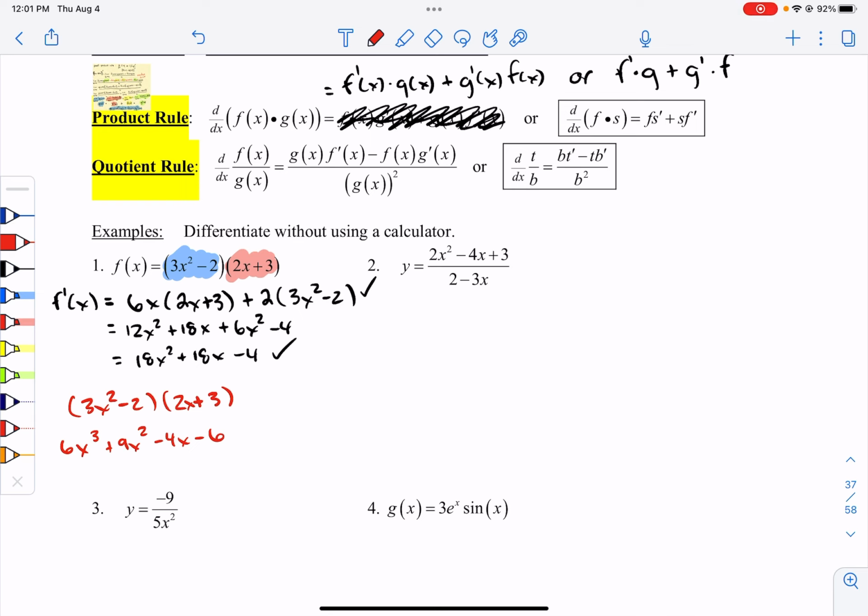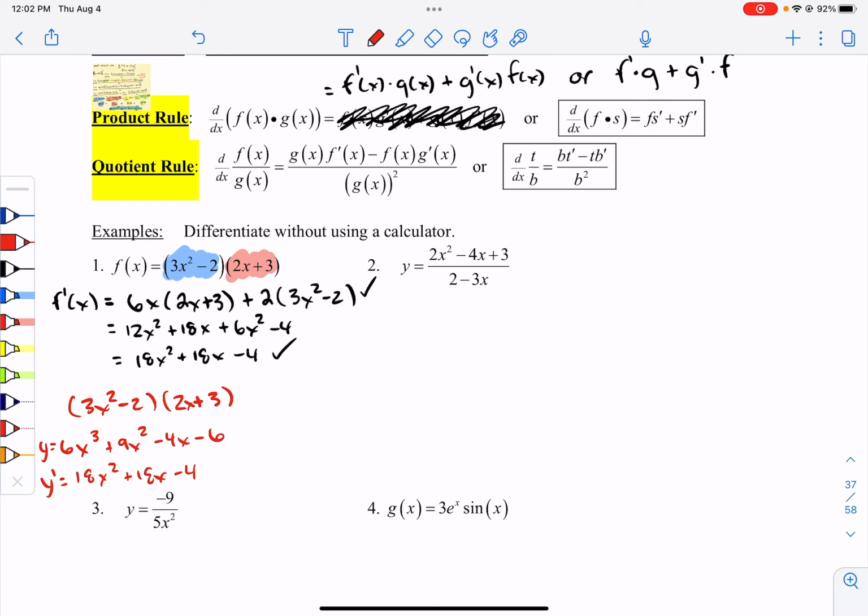So then they would say, okay, this is 18x squared. So if this is y prime, 18x squared plus 18x minus 4, which is exactly what we just got, okay? Now, sometimes that might be faster. Sometimes the product rule is faster. Sometimes actually FOILing it together is quicker. It all depends on the problem. We've already done the FOIL practice. So today, I'm going to ask you to practice using the product rule.